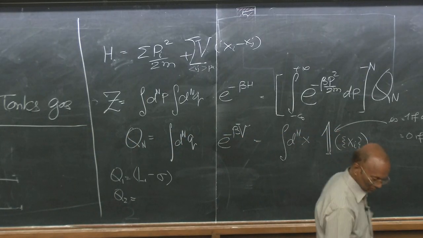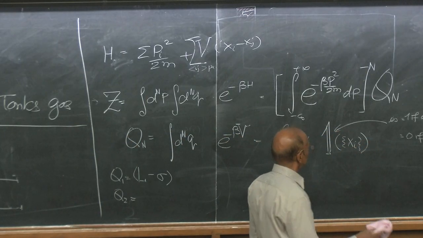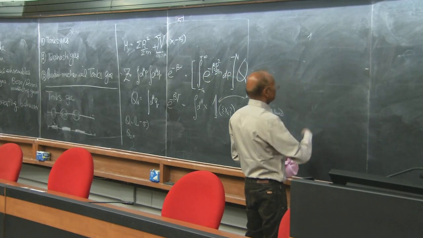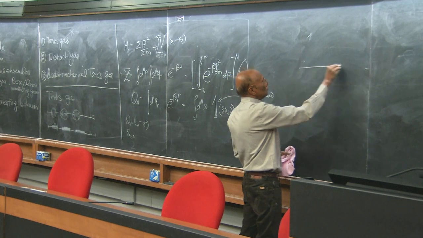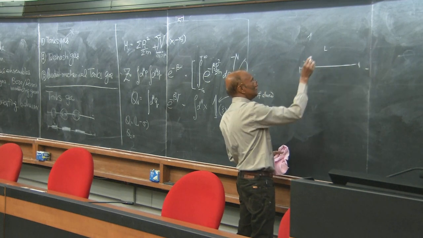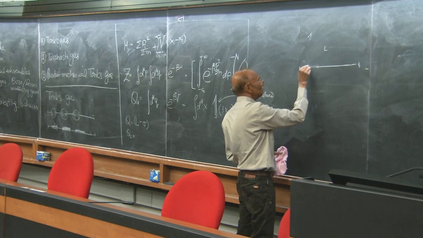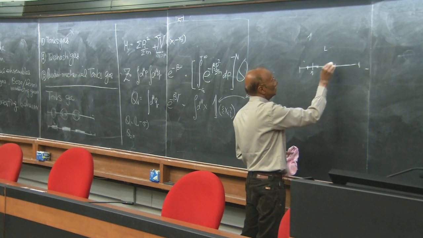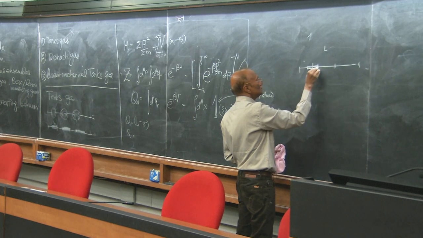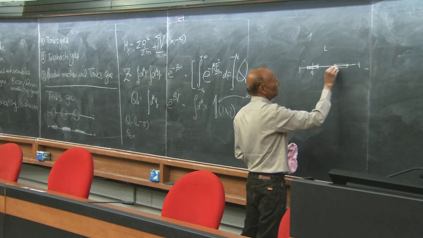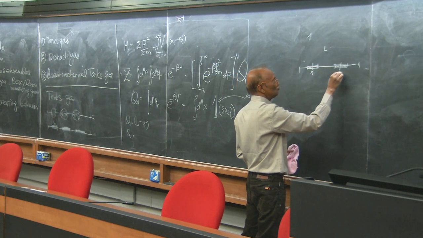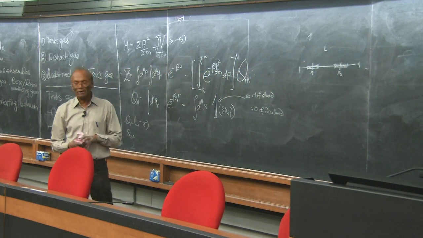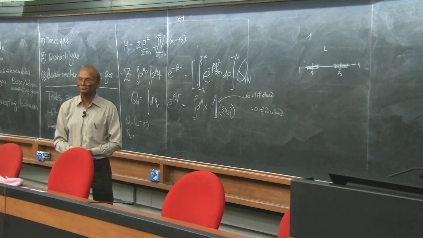It's a little bit more work. Now I have two particles. So I have the same range L, and there is one particle which comes from here to here. The position is at x1. There is a second particle at x2. And I have to do the integral over the allowed range of integration.